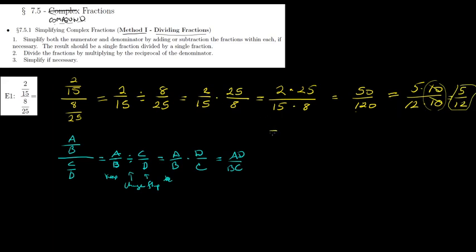Now, that's one way of doing it. The other way is, if you left it like this, you recognize that, hey, 25 is just 5 times 5, and 15 is 3 times 5, right? And what's 8? 8 is 2 times 4.